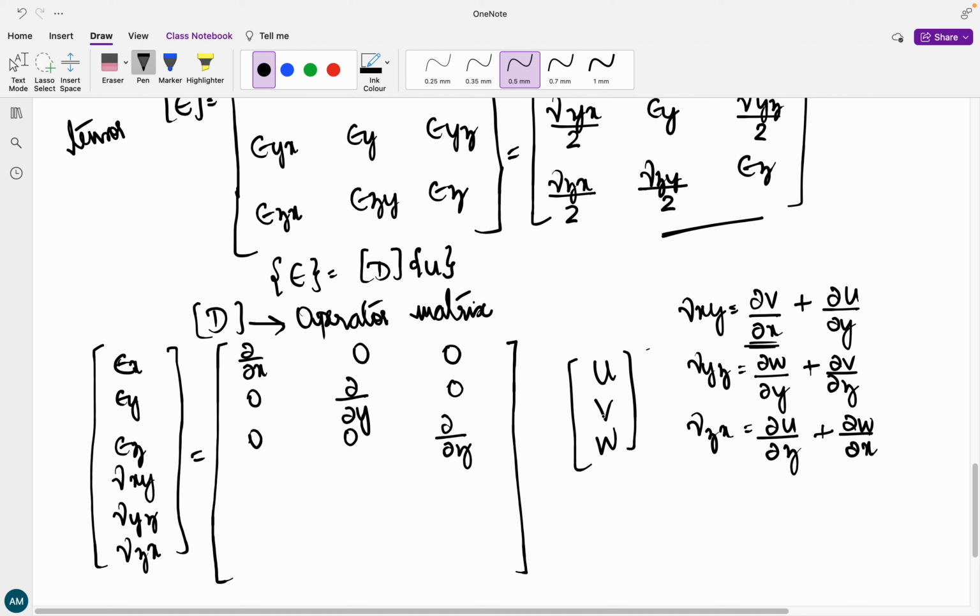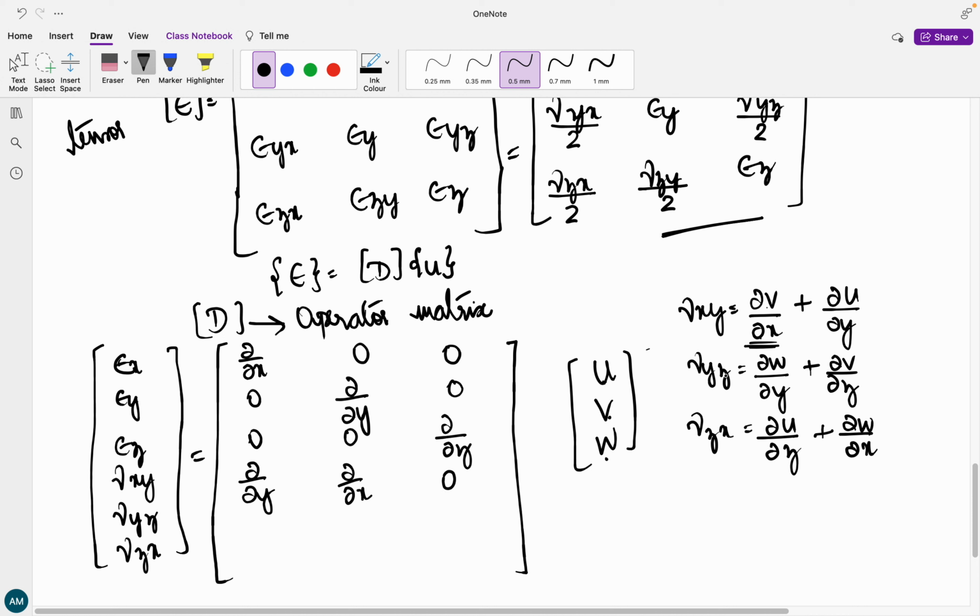Here we have u, v, w. So first you have to fill up the denominator of u. The denominator of u is dou by dou y. So write dou by dou y. Next, the denominator of v is dou by dou x. Dou by dou x. You do not have a w term, so 0.